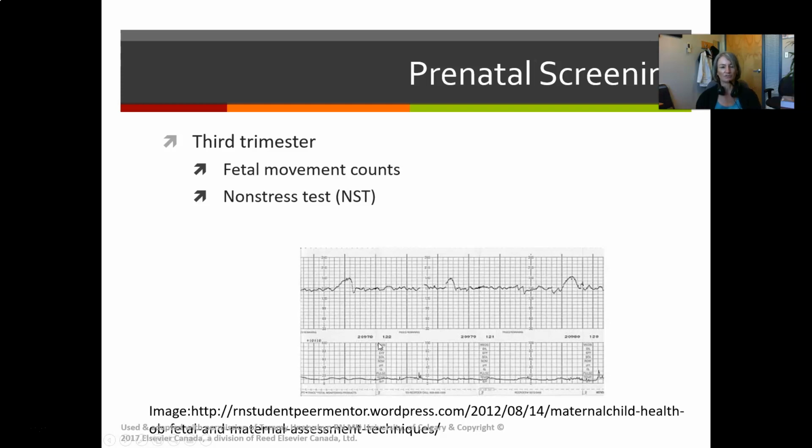Our other screening tools that we'll use as we move on into the third trimester are non-stress tests and fetal movement counts. In the first and second trimester, we're really looking at the diagnosis of fetal anomalies. But now that we're moving into the third trimester, we're really trying to see, is the intrauterine environment optimal for growth and development for this newborn? So are they growing well? We're trying to rule out if there's any uteroplacental insufficiency.